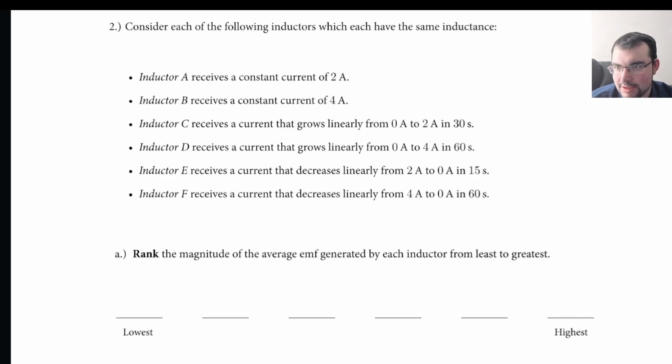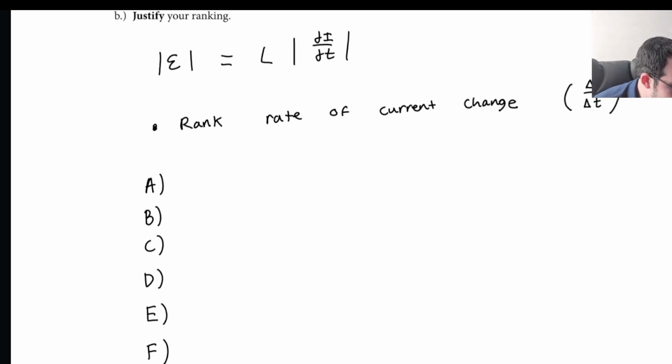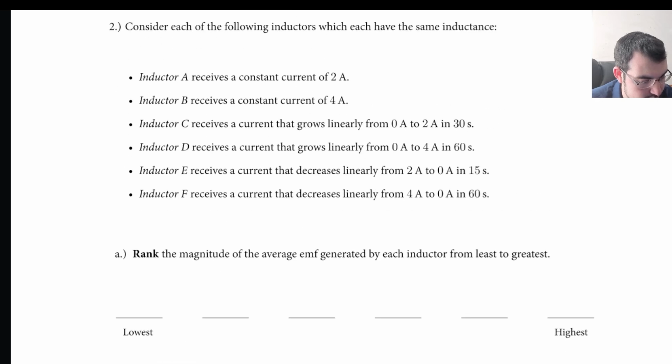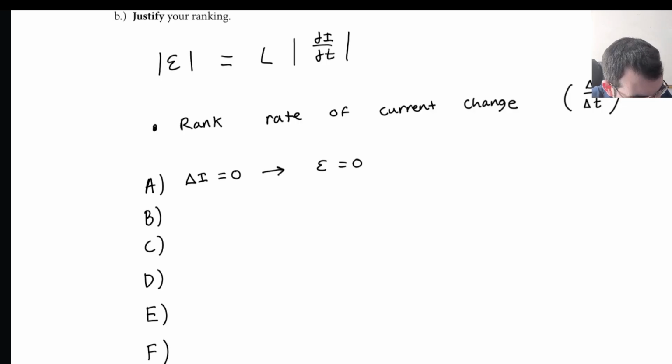Inductor A, constant current. I can stop right here at constant current. Inductors don't care about current. Inductors care about changing current. So delta I equals 0. So this means EMF is 0. What about B? Has a larger current than A, but who cares? It's constant. Same idea. No current change, no EMF.